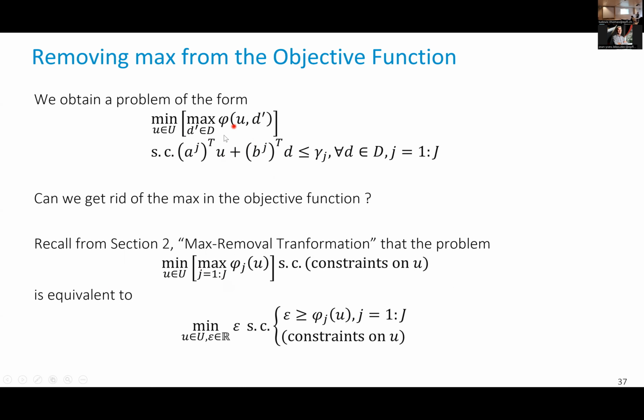We've seen that we can get rid of a max function by adding one supplementary variable. I call it here epsilon. I replace the max by epsilon, and I add the constraint that epsilon must be larger than all of the things that are here. So in general, what we've seen last week is that if we have a max of a discrete set of constraints, we can replace it by an epsilon and add the constraint that epsilon is larger than all the constraints. That's what we've seen last week here.